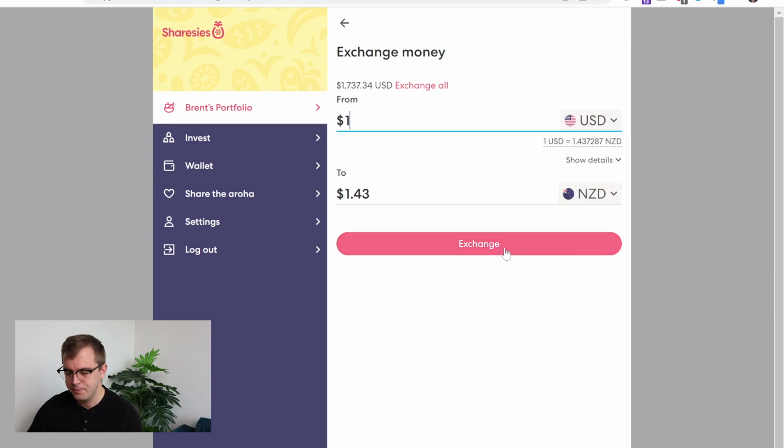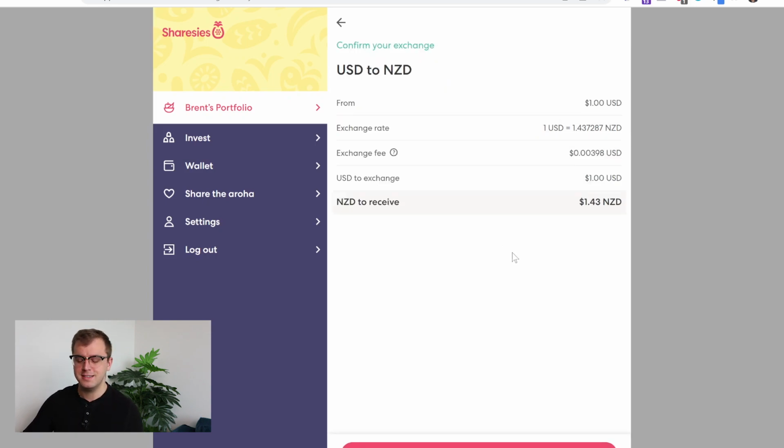Once we click exchange, we'll see a breakdown of transaction fees and what the exact rate is that we're getting as well. And once you confirm this transaction, it is instantaneously changed into New Zealand dollars, which is pretty rare in the market, as with companies like Hatch, you have to wait a couple of days for this to take place. And if we're happy with this to go ahead, we click confirm exchange.